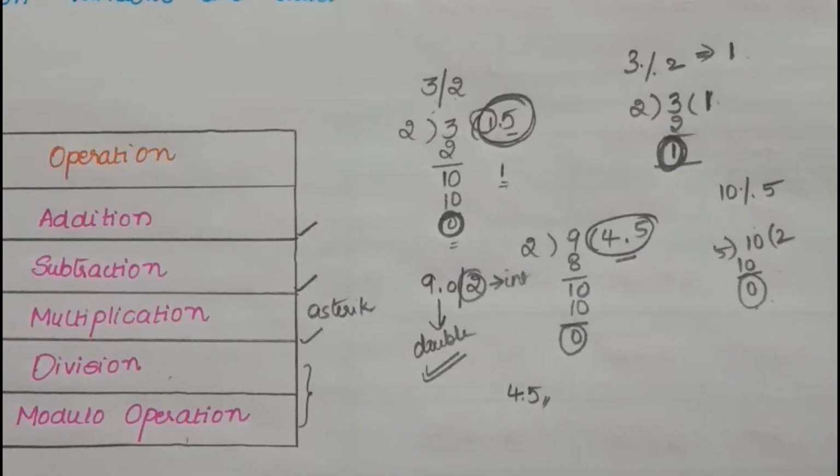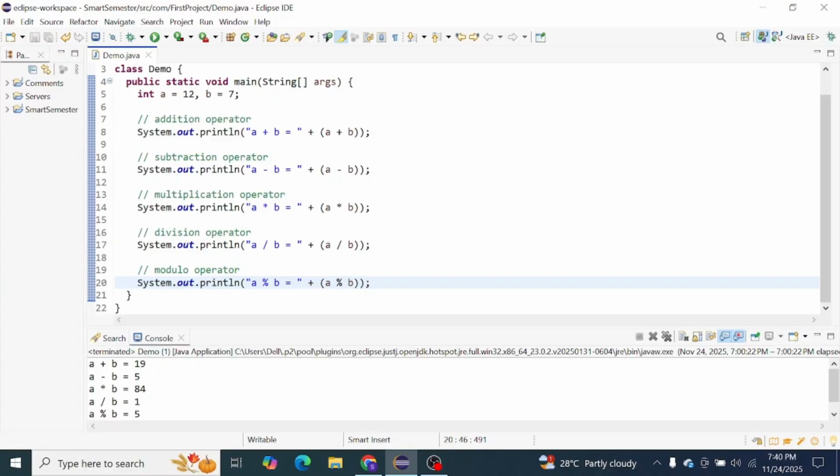Let's see a small program on these arithmetic operators. This is a small program that illustrates how arithmetic operators work. Here we are printing the values of a plus b, a minus b, a multiplied with b, a divided by b, and a modulo divided by b. The values of a and b are 12 and 7 respectively. Let's run the program.